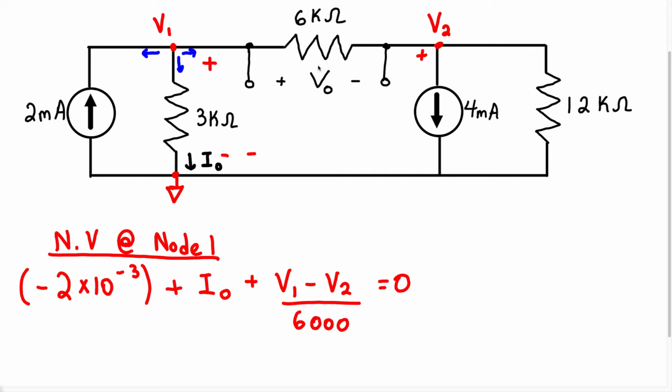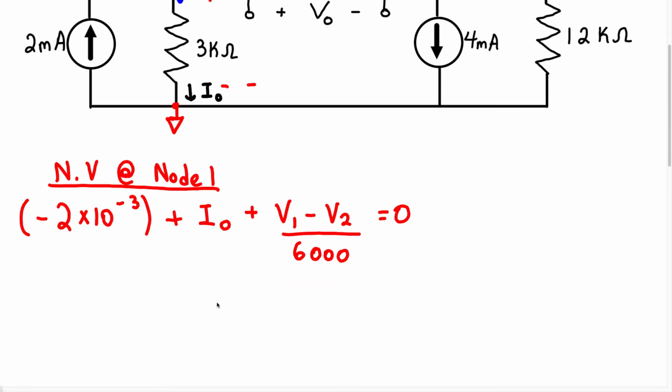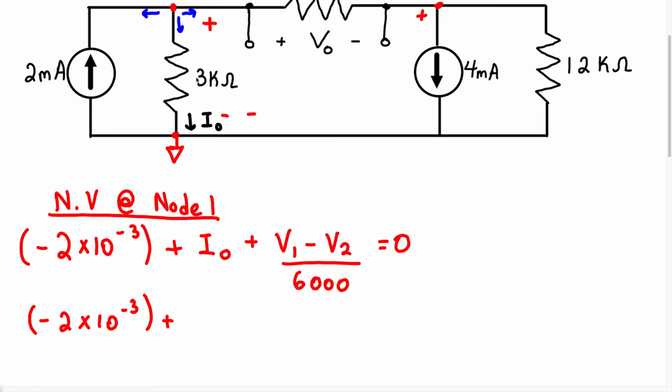Now before we continue, I want to point something out to you, right? Anytime we're doing the node voltage method, if we have an unknown current, we always want to write that unknown current in terms of voltage over resistance. So for example, I/O, we're going to write it as V1 over 3,000 because we know the voltage V1 at this node is the same voltage across this resistor here. So instead of I/O, we're actually going to write negative 2 times 10 to the negative 3 plus V1 over 3,000 plus V1 minus V2 over 6,000 equals 0.